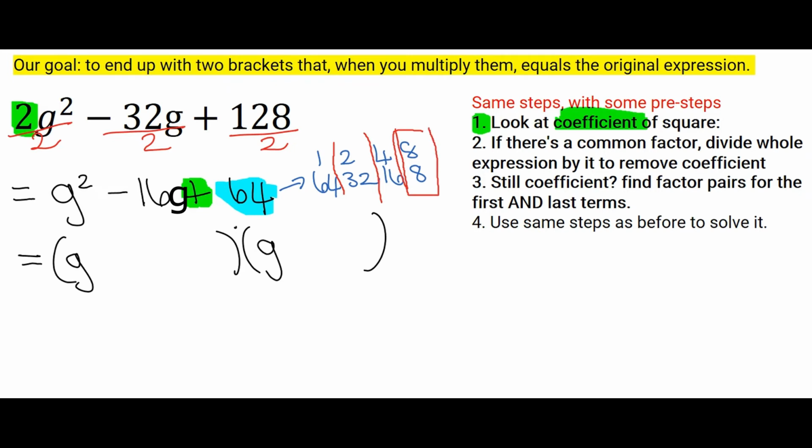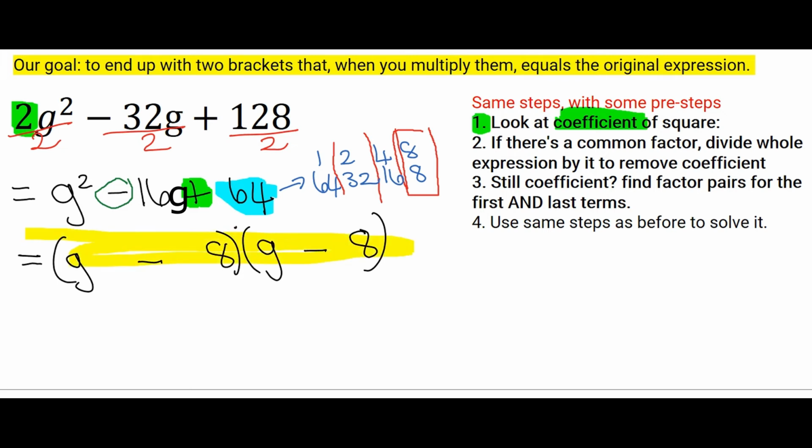Now we need to write the 8 down at the ends of each of these brackets. And the plus sign tells us that the sign between the brackets is going to be the same, and it's going to be the sign of the middle term, a minus sign. So we have g minus 8, two brackets of g minus 8, and that is our final answer. Again, if you want to check your final answer, just multiply them out again and make sure that your multiplied out answer equals your original expression. And that's it.